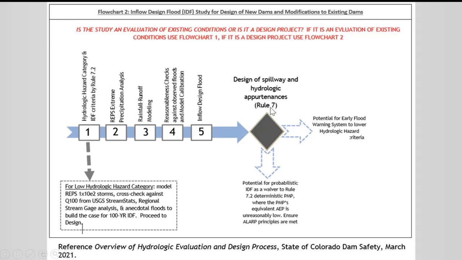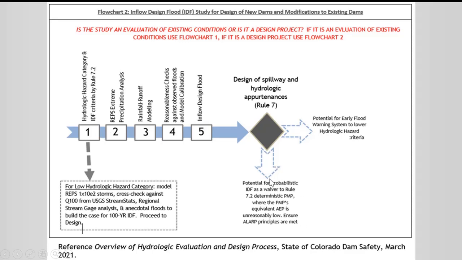making step, if you will, basically your design. So design of a new dam, enlargement, modifications per the design standards and Rule 7. So we have just a couple of qualifiers here, I guess, with the dashed arrows. There is still potential for use of an early flood warning system or improved emergency action planning to lower life loss consequences. Going back to step 1, that could be used to lower the hydrologic hazard category, which would in turn lower your IDF criteria.